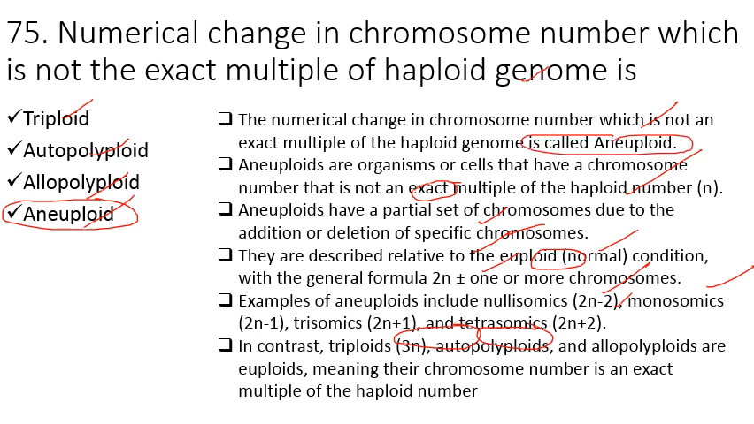Aneuploids are organisms or cells that have a chromosome number that is not an exact multiple of the haploid number. Aneuploids have a partial set of chromosomes due to addition or deletion of specific chromosomes. They are described relative to the euploid normal condition with the general form of 2n plus or minus one or more chromosomes. Examples of aneuploids include nullisomics, that is 2n minus 2, and monosomics, that is 2n minus 1. Then we have trisomics, 2n plus 1, and tetrasomics, 2n plus 2. In contrast, triploids, autopolyploids, and allopolyploids are euploids, meaning their chromosome number is an exact multiple of the haploid number. So aneuploid is the right answer.